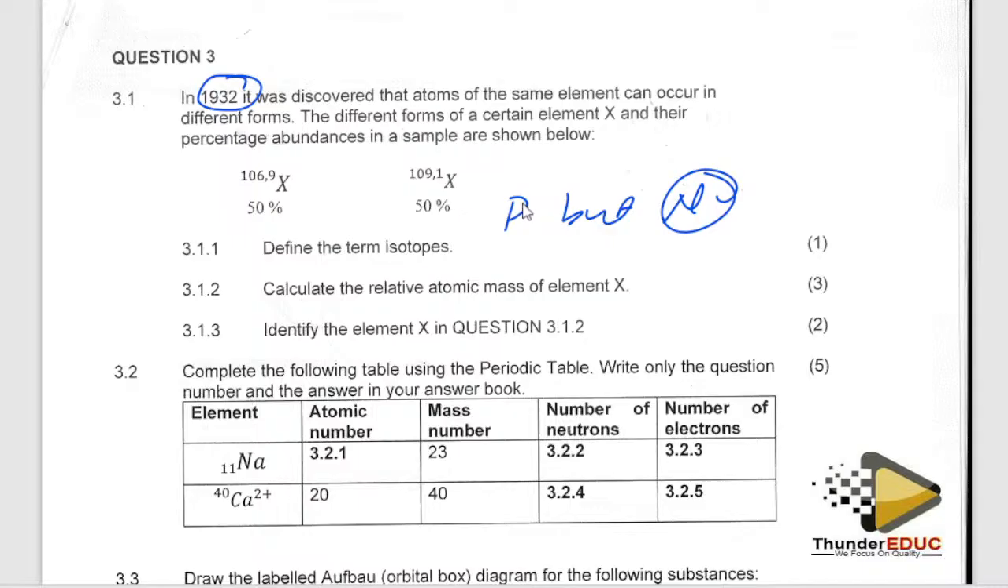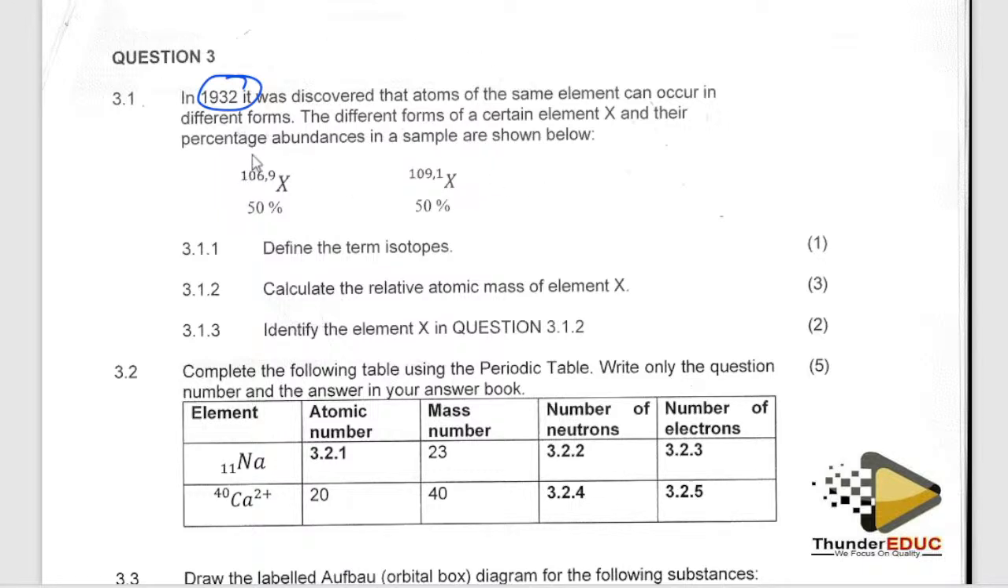Atoms of the same element with the same number of protons, but different number of neutrons. Simple. Then they're saying calculate the relative atomic mass of X. So here I showed you, I'm not going to calculate, but I'm going to show you how the answer you are supposed to do on this.